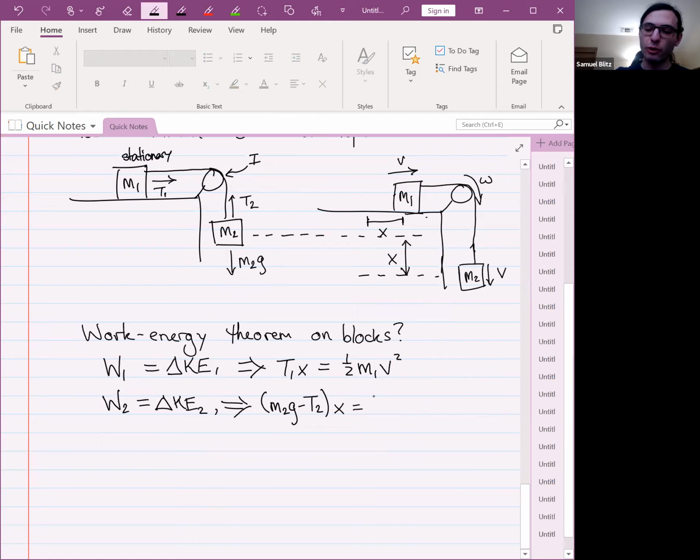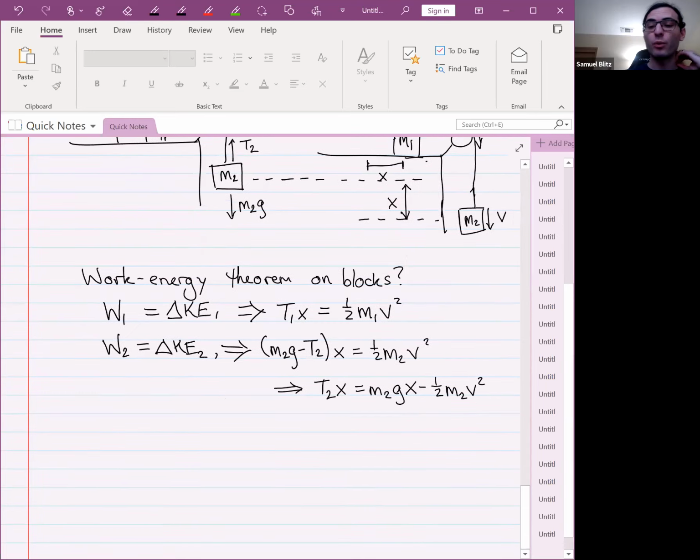And this is equal to 1/2 m2 v squared. And so what we can actually do is solve the second equation for T2 times x to give us m2 gx minus 1/2 m2 v squared. All right, I know that this is kind of roundabout, but we'll get somewhere that's useful.